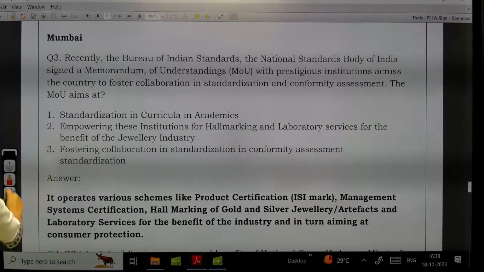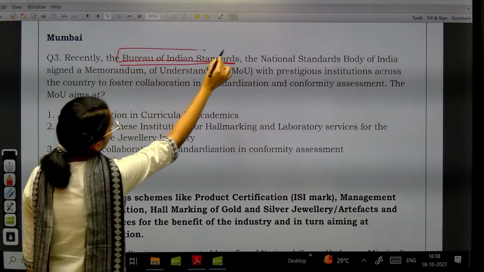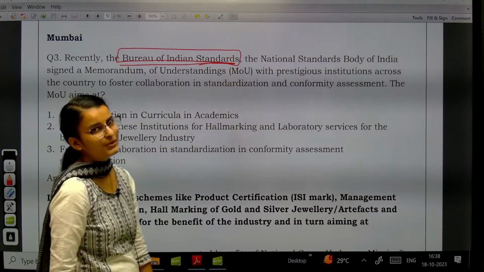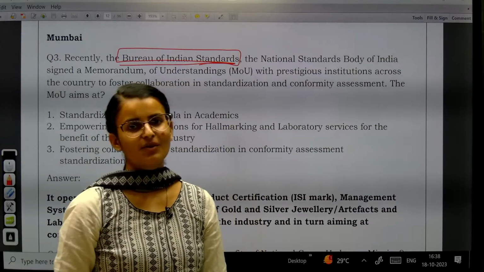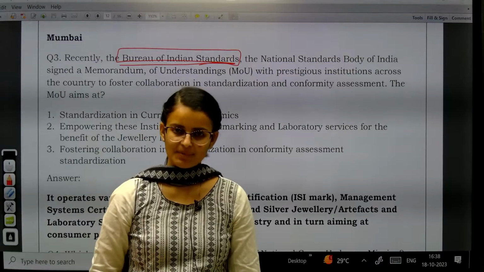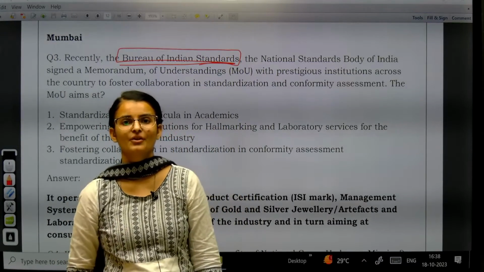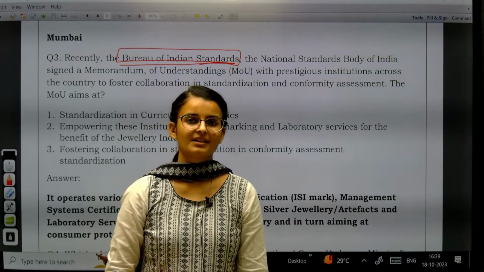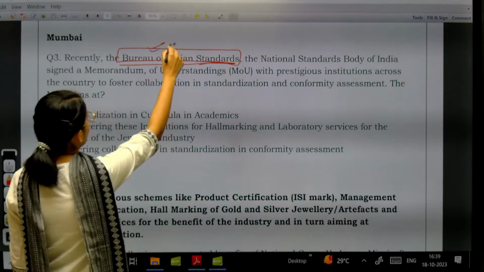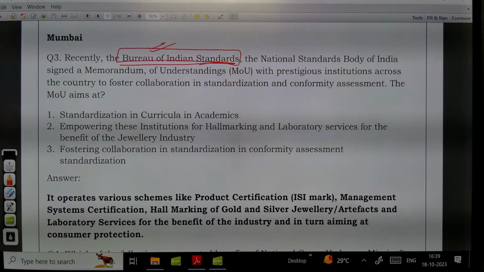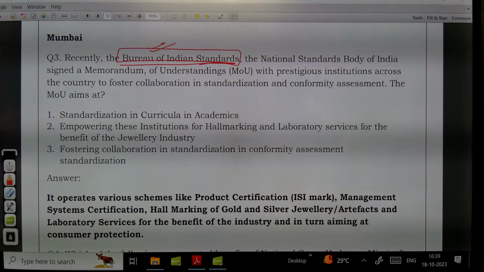Recently, Bureau of Indian Standards. I have told you this one is important. This particular organization is very important. I have told you in PIB why. It has signed various MOUs with various organizations, even with Gram Panchayats, with NTPC, and for Green Hydrogen Mission also. It was a participating institution. So obviously it is very important. So question was asked. Standardization in curricula, in academics.